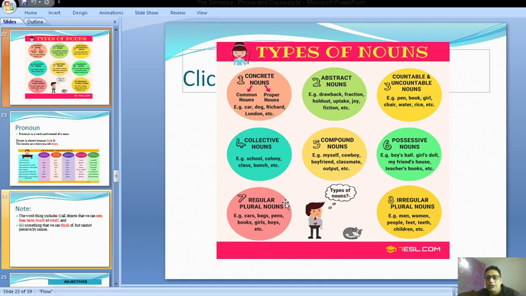Nouns we have covered. Possessive noun. Possessive nouns are boy's ball, girl's doll, my friend's house, teacher's book, my father's, Soham's book. So all the names where we use apostrophe s and then a noun after it, that becomes a possessive noun. For example, Rakesh's school. Rakesh, apostrophe s, Rakesh's school. The school where Rakesh studies, so he possesses that school. It is his school, right?